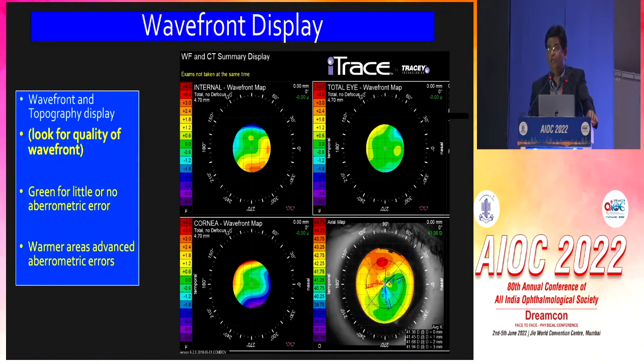Next, we move on to something known as a wavefront display. Now, many of us don't want to go into figures. We just look at what is going on. So, when we look at this map, this is not a topography map, it is actually a map of the wavefronts. And this gives us just a qualitative kind of look. So, when we see these kind of colors, we know that there is something wrong with this eye and we should look more closely at this eye.